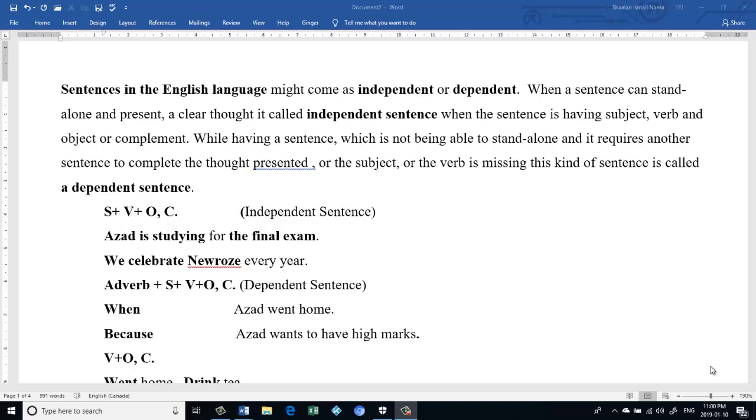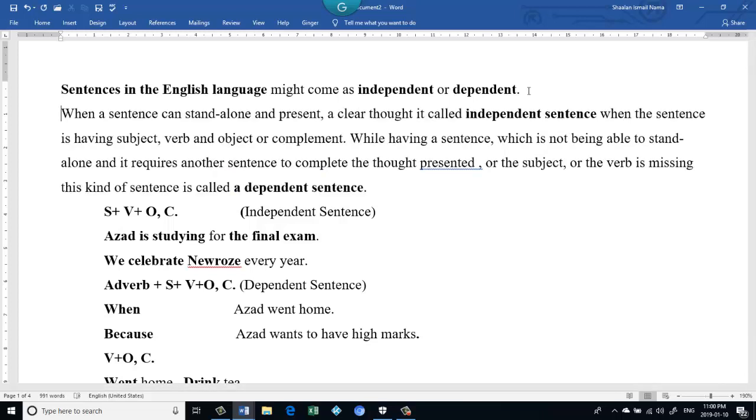Hi everyone. Let's start to know how to make sentences. Sentences in the English language might come as independent or dependent. Let's go over how we know when a sentence is independent and when it is dependent.